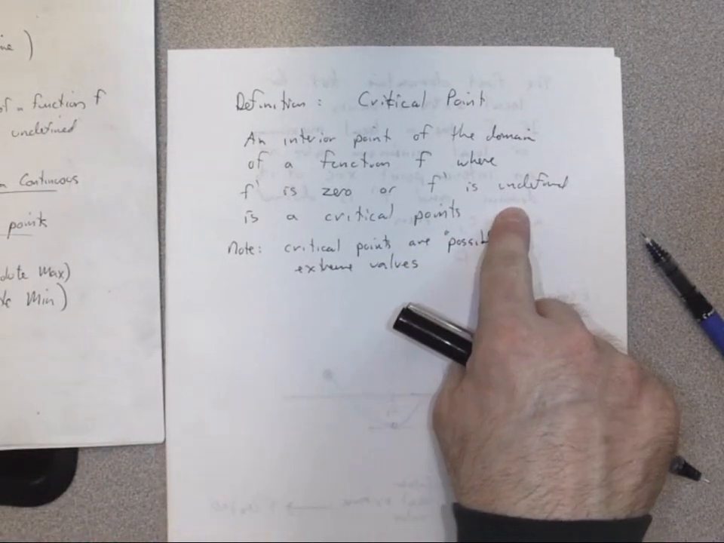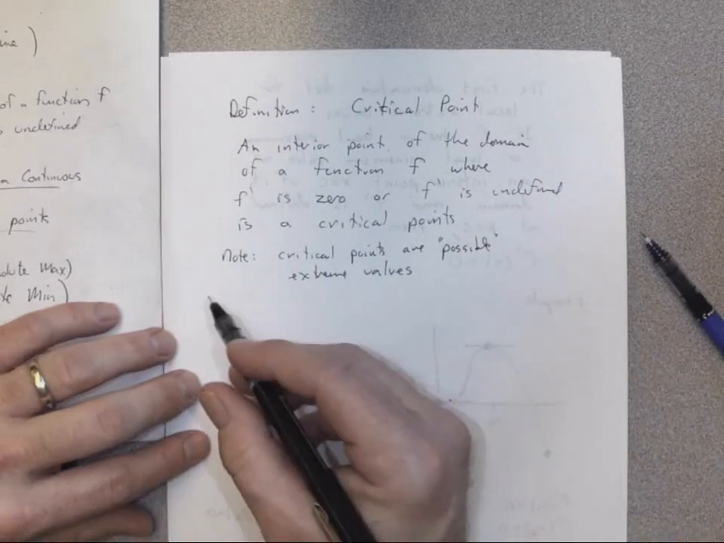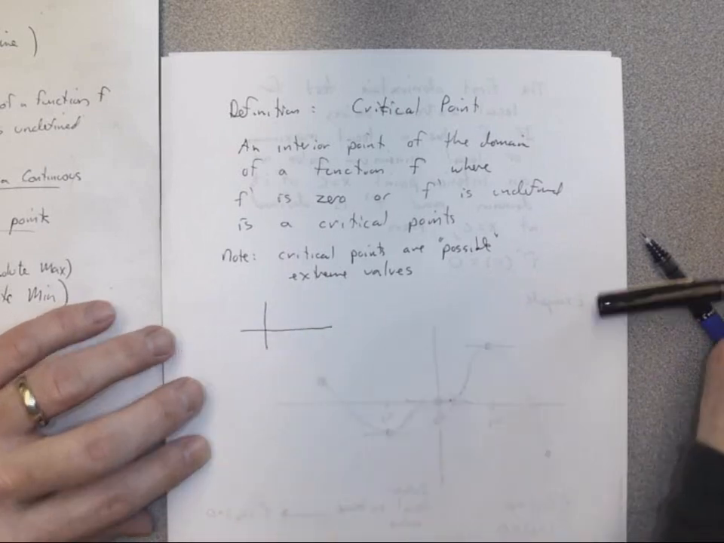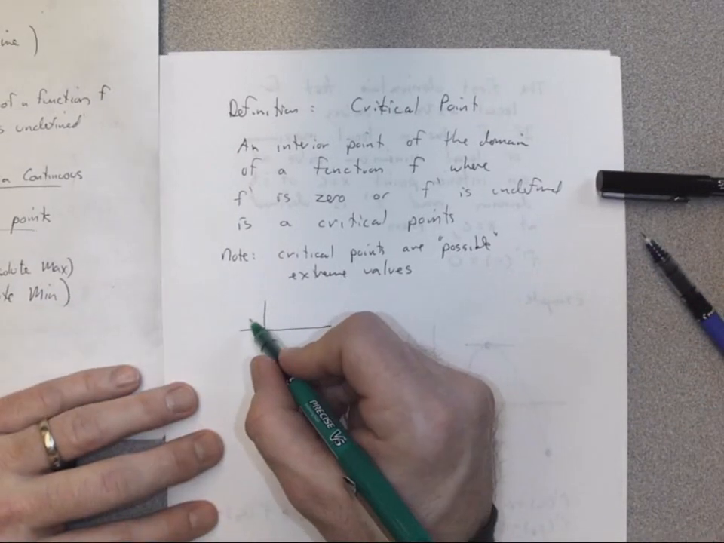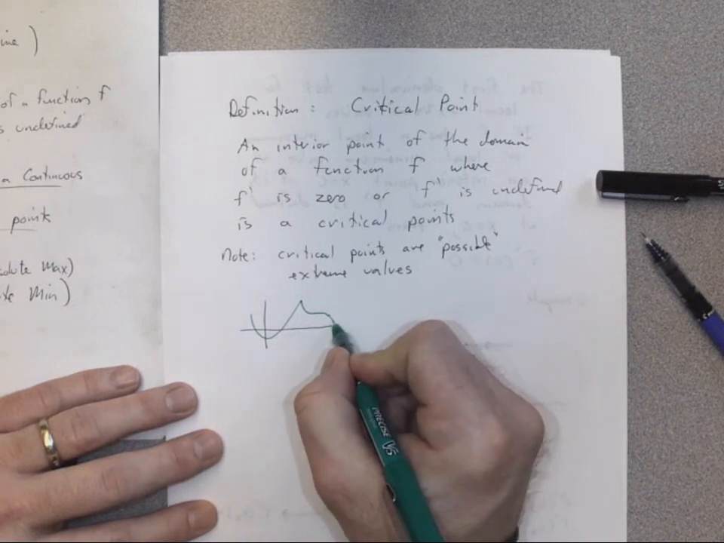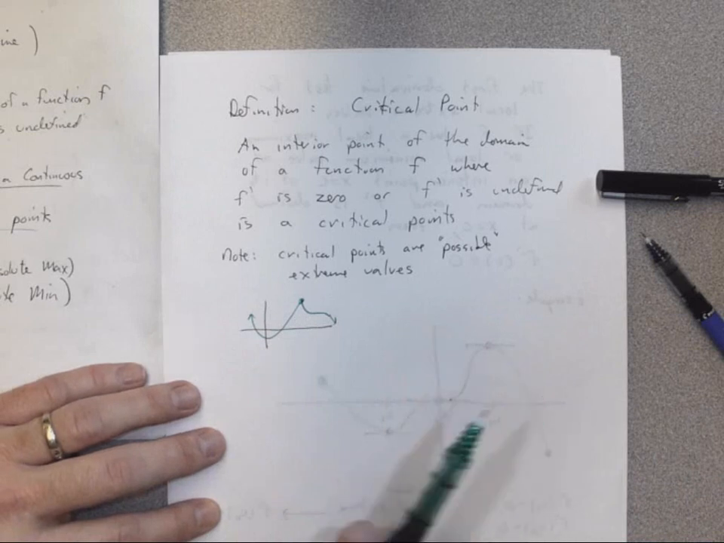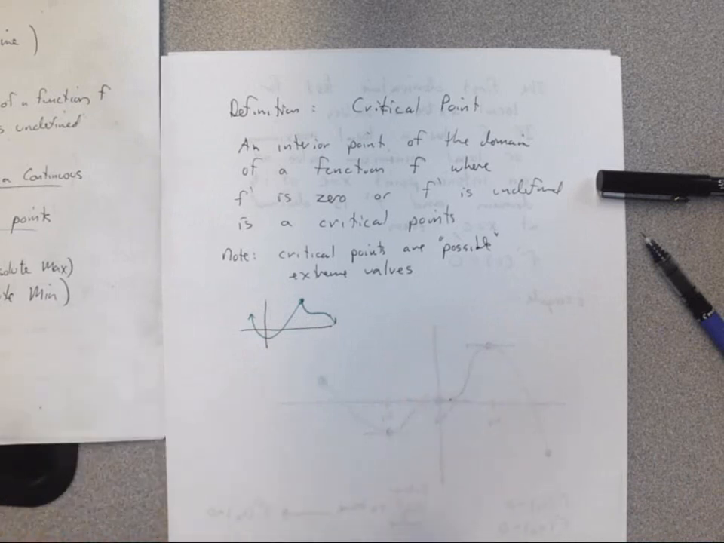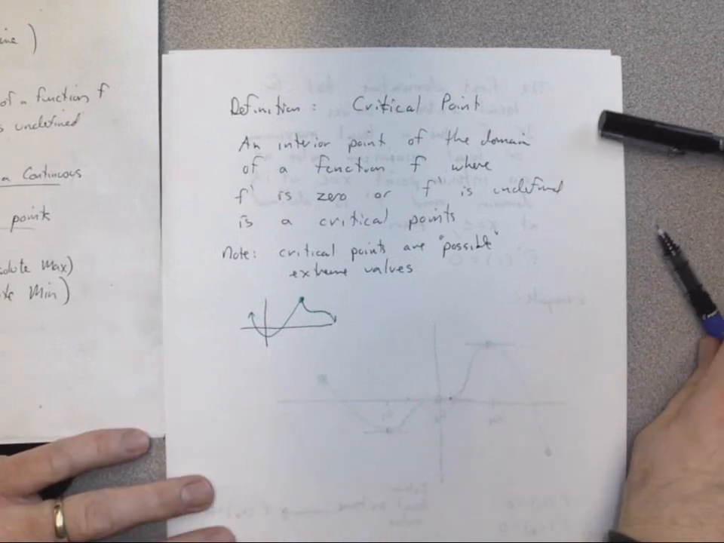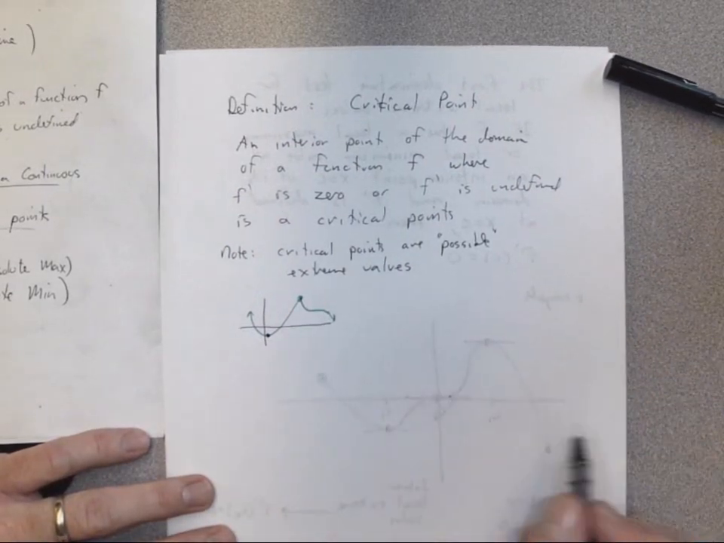The reason why we also say undefined is because you could have a graph that looks like this, but it could also have a sharp point. And the derivative is not defined there, and that actually would be a local maximum. So that's why we have to worry about when it's 0 and when it's undefined.